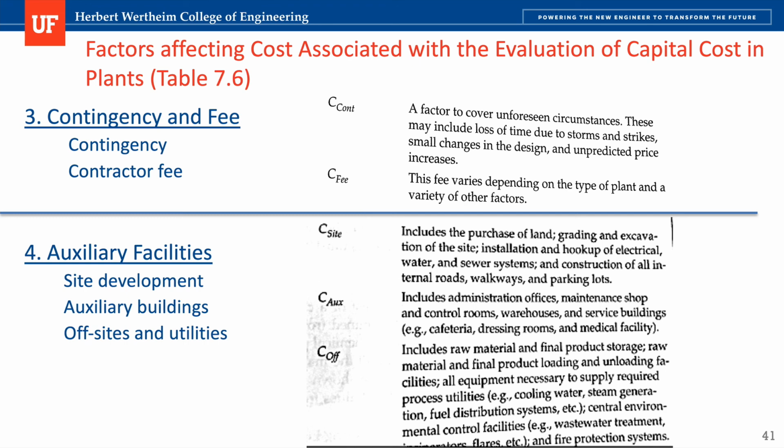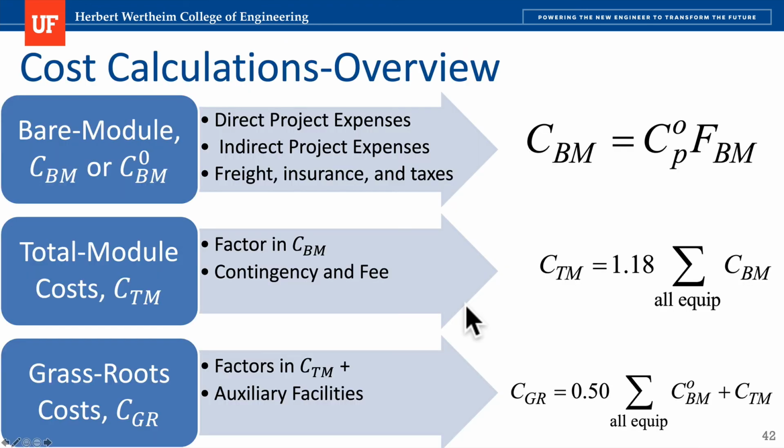medical facility. Off-site and utilities include raw material and final product storage, and raw material and final product loading and unloading facilities. An example is coal. If you're using coal, like in an energy generator plant, you need coal to heat up the water to become steam, and the steam moves the turbine. So in that case, you need to have railroads created so you can have transportation of your raw material. You can include also all the equipment necessary to supply required process utilities, cooling water, steam generation, fuel distribution systems, central environmental control facilities, and fire protection systems. So now in the next video, we're going to go through the different calculations of costs in a chemical plant.